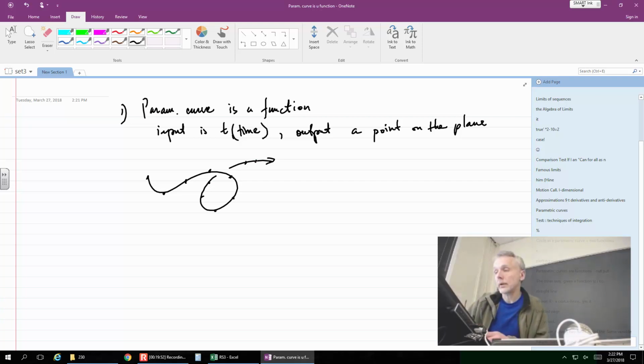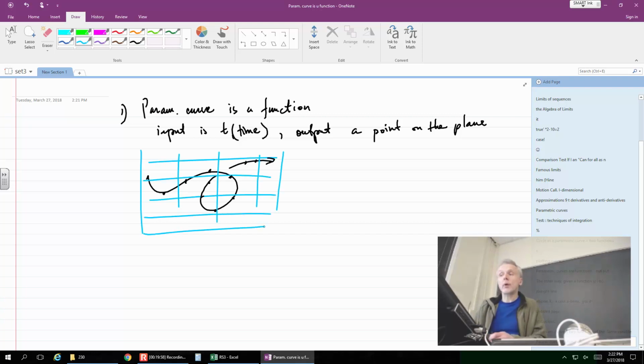Okay, so you have a map, maybe like this. And on that map, you draw a picture and indicate where you're going to be. You draw a line, and then you indicate the initial point, and then every time, what point you're going to be reaching at what time. Okay, that's the best way to think about parametric curves early on.